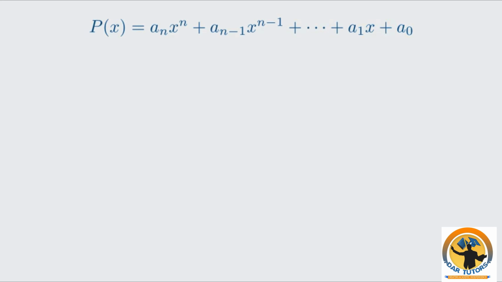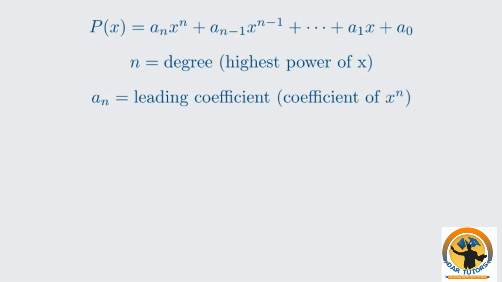Here, n is a non-negative integer representing the degree of the polynomial, and a sub n is the leading coefficient, which cannot be 0. The degree, n, is the highest power of x, and the leading coefficient, a sub n, is the coefficient of that highest power.